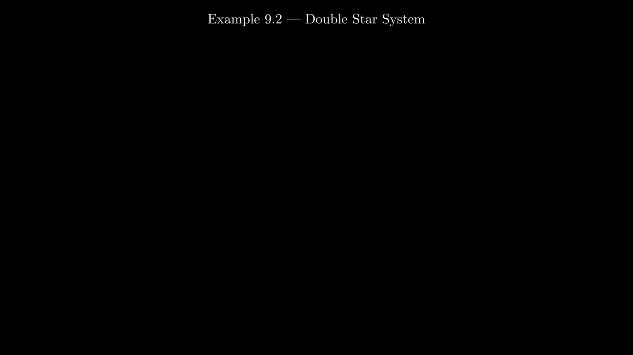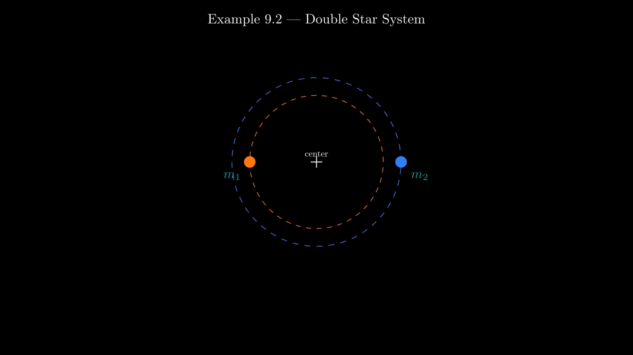Now a very different setting, a double star system, two stars bound only by their mutual gravity, with nothing at the center. Star 1 has mass m sub 1 and star 2 has mass m sub 2. Each moves in uniform circular motion so that the two stars stay a fixed distance apart, sweeping around counterclockwise. We want the period of the orbit.